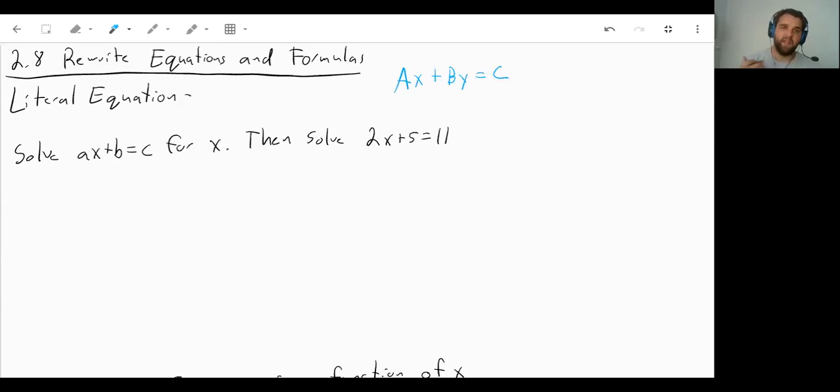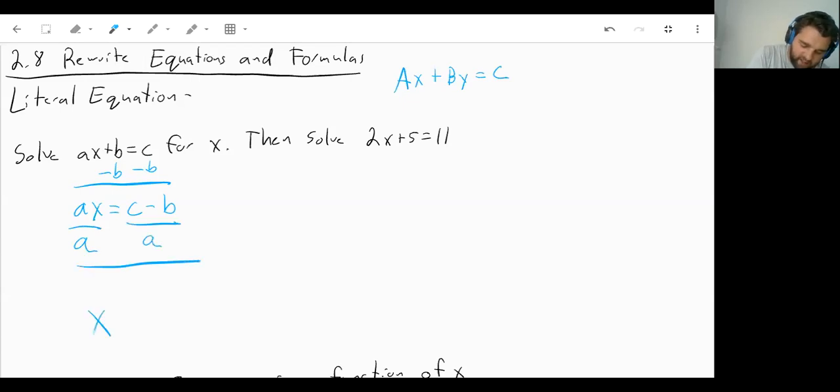So ax plus b equals c. We need to solve that for x. So what that means is we're trying to get x by itself. First thing, let's just subtract b from both sides. So we'll be left with ax equals c minus b. Now to get x by itself, we just have to divide both sides by a, and we'll be left with x equals c minus b over a.